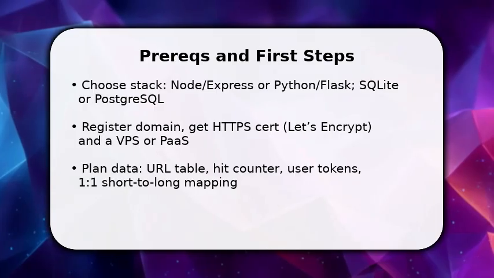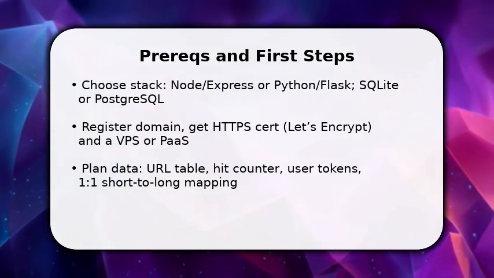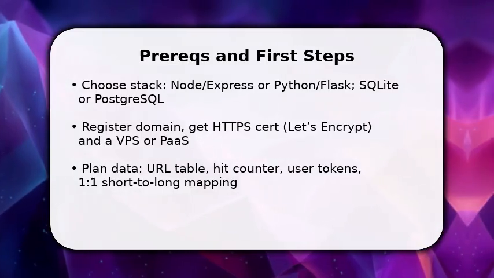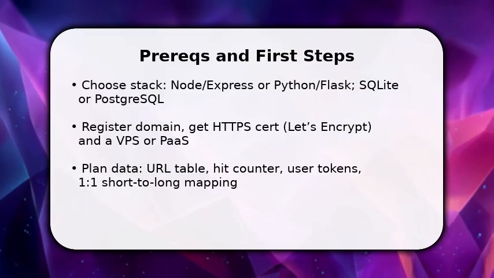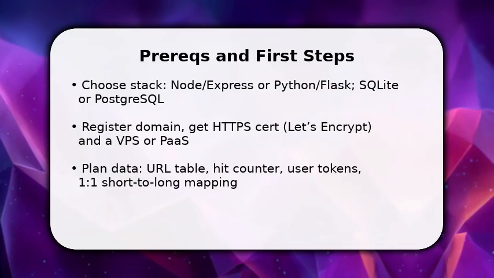You start by picking a stack you know so you can iterate fast. For example, Node with Express or Python with Flask. Once chosen, provision a small VPS or PaaS instance and register a domain name. Make sure to enable HTTPS with Let's Encrypt right away.